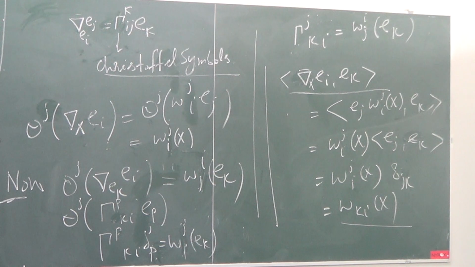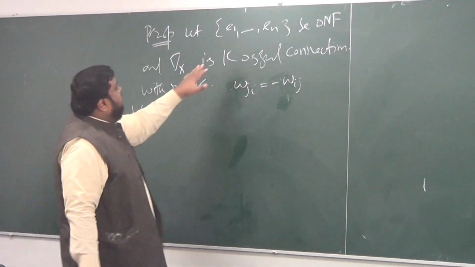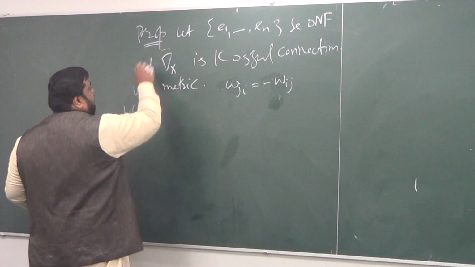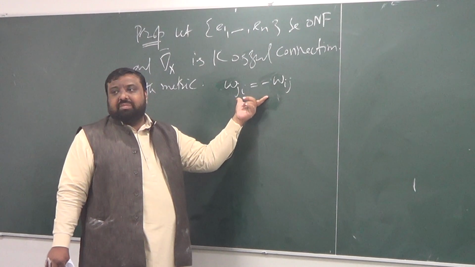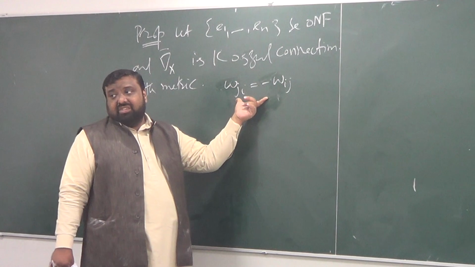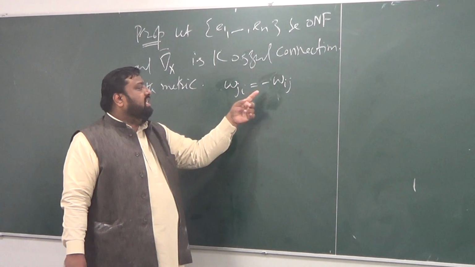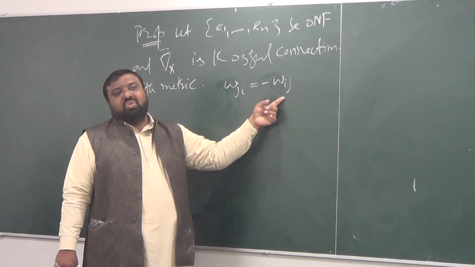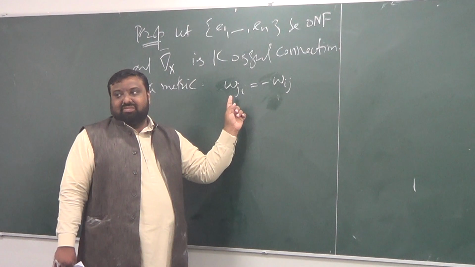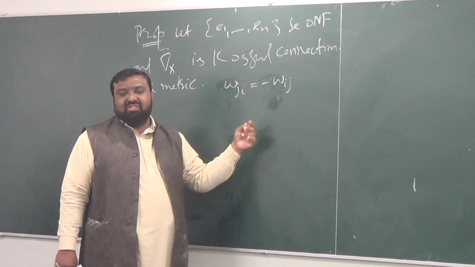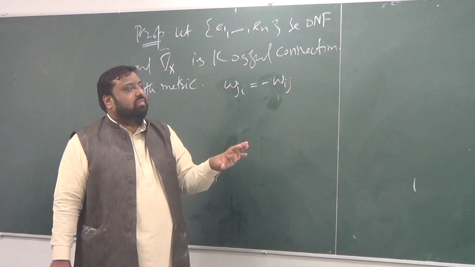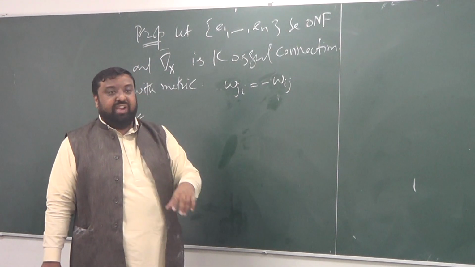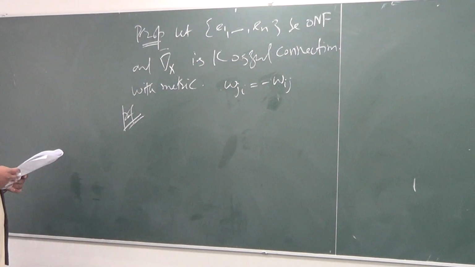What I want to prove is that if your frame is an orthonormal frame and you have a causal connection with an associated metric, then your connection matrix is going to be antisymmetric. In other words, if you have computed w_12, you don't need to compute w_21. You can just multiply it by minus one. It's going to simplify your matrix pretty well. You're going to see one example of it. So let's prove why this is true.